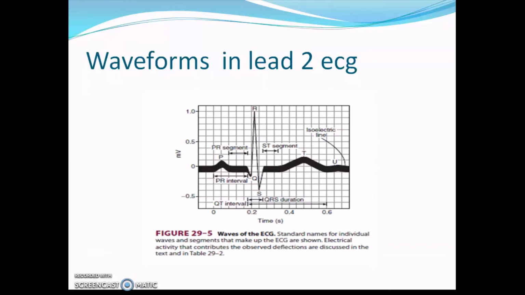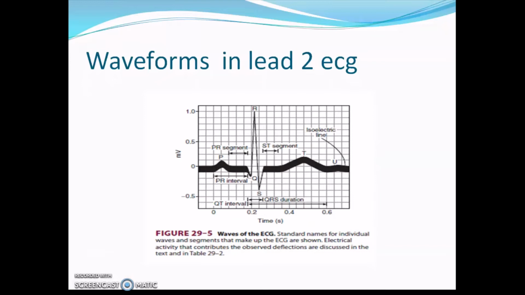Whereas the QT interval indicates the electrical ventricular activity, QT is measured from the start of the Q wave to the end of the T wave. So this you need to remember, which is very important. QT interval is from start to end, PR interval is from start to start.